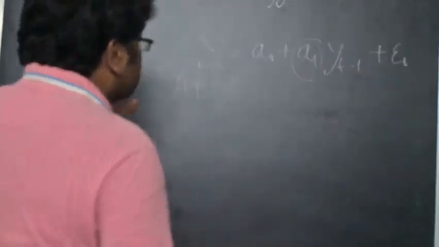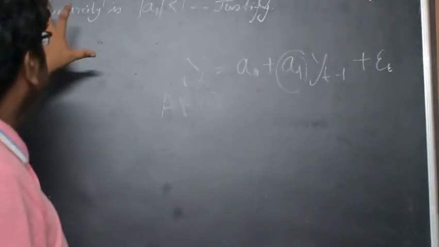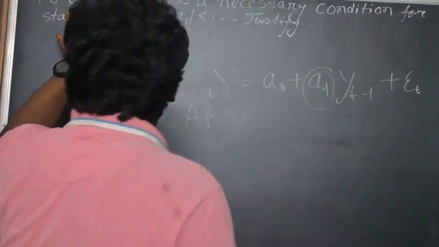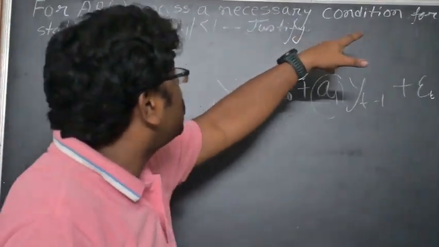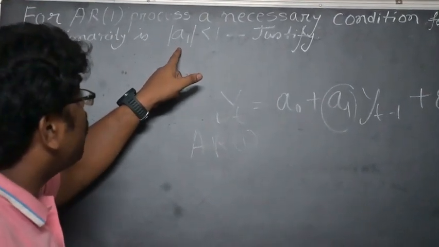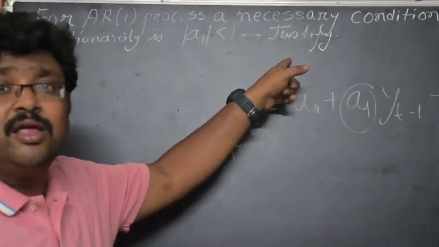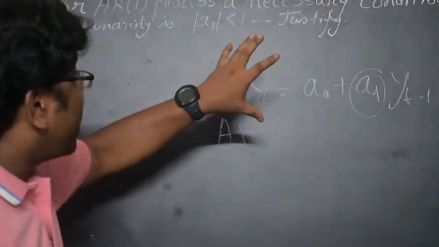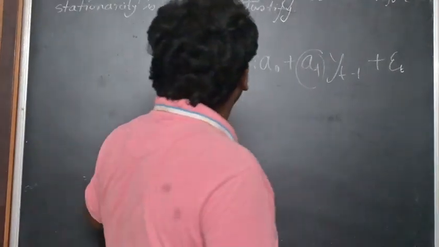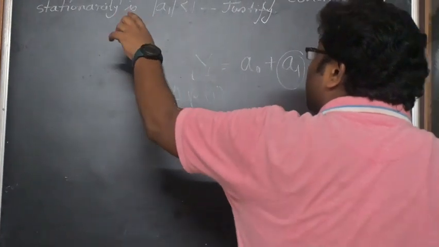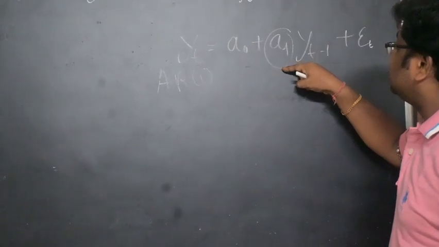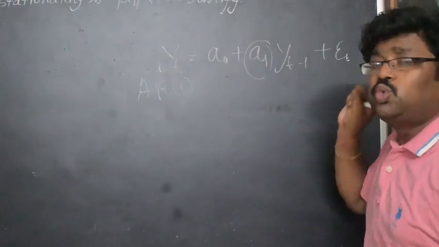Now look, here is a question: for the AR1 process, a necessary condition for stationarity is mod a1 less than 1. Justify. So we have to justify that in case of stationarity, in the AR1 process, the coefficient of Yt minus 1 should be less than 1.